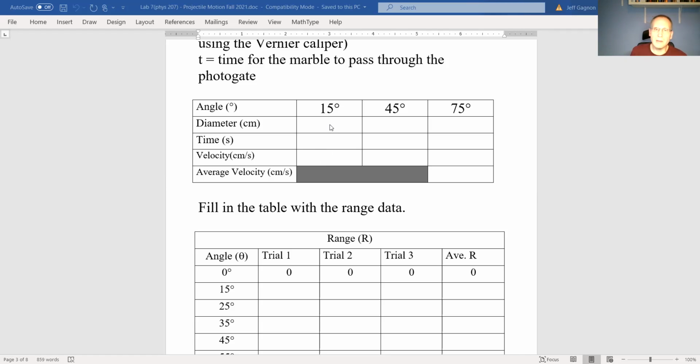So you're just going to do diameter divided by time, calculate the velocity for 15 degrees, the velocity for 45, the velocity for 75. And it should be similar, right? There shouldn't be too much difference here, but we're just going to average these and we're going to call that our launch velocity. So this average velocity is our launch velocity of the ball. It's our V naught.